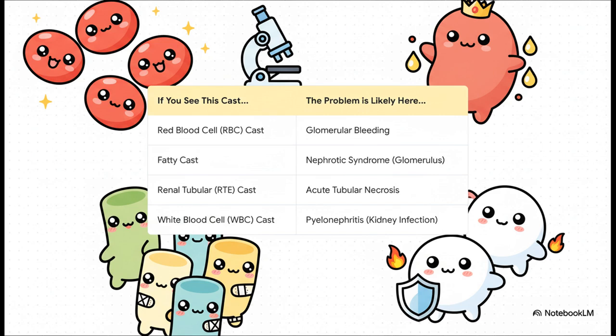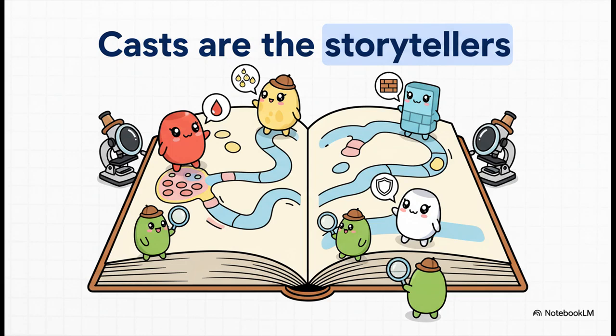It's that simple. At the end of the day, this is the single most important lesson. While looking for protein and blood and individual cells is important, the casts are the true storytellers of the nephron. Because they are physically formed within the kidney's architecture, their contents give us a direct, unambiguous report about what is happening deep inside. They are our most reliable witnesses.